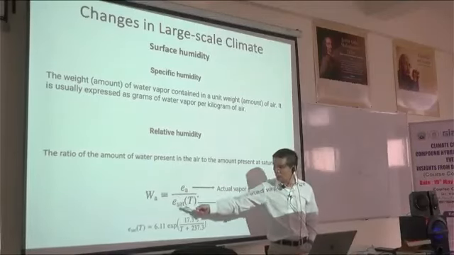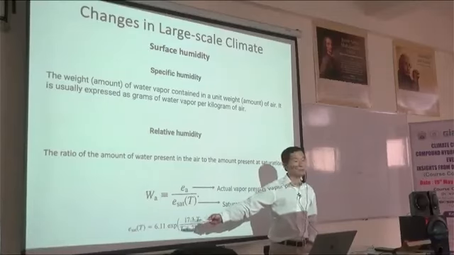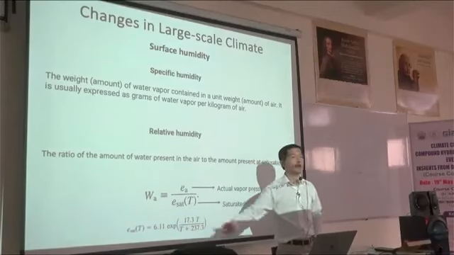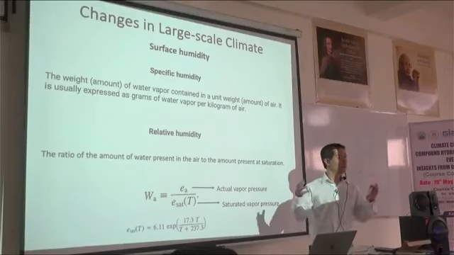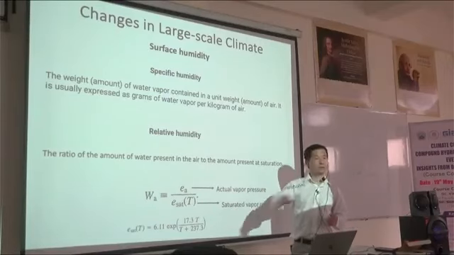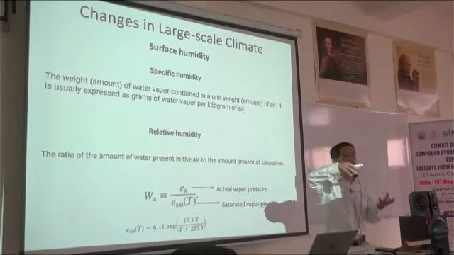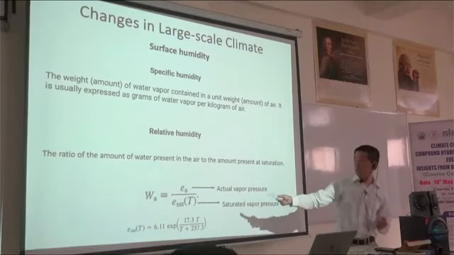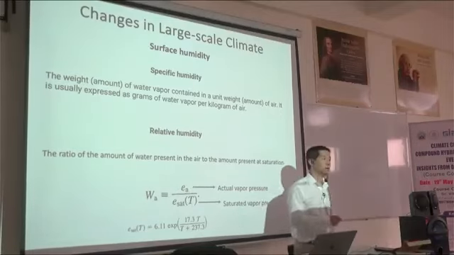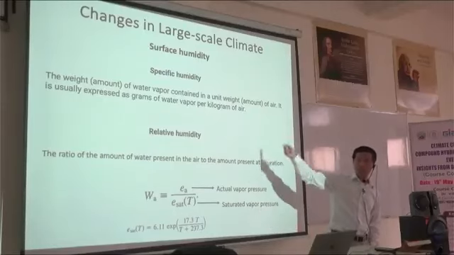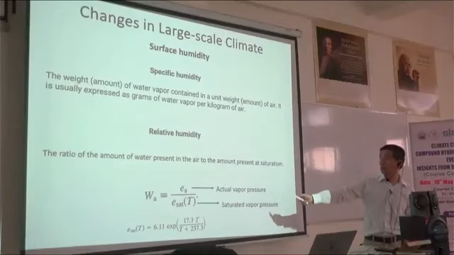The amount of water vapor the air can hold, based on this equation, is an exponential equation. That means the higher the air temperature, the more water vapor the air can hold. So as the temperature rises, the amount of water vapor the air can hold increases exponentially. That's what this equation tells us. So that has a consequence when we talk about the changes in specific humidity and relative humidity.